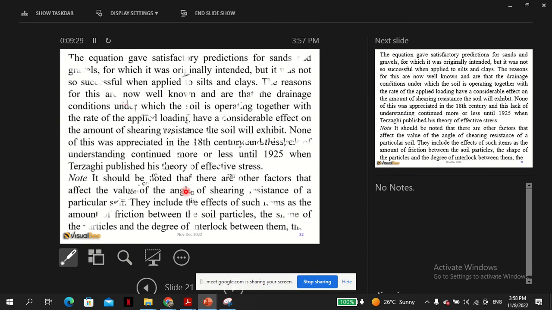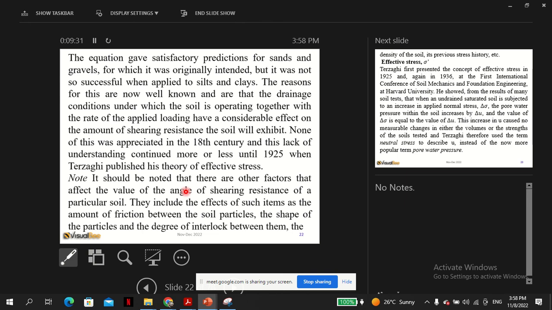Now some technical information you need to know. The equation gave satisfactory predictions for sands and gravels, for which it was originally intended, but it was not so successful when applied to silts and clays. The reasons for this are now well known: the drainage conditions under which the soil is operating, together with the rate of applied loading, have considerable effect on the amount of shearing resistance the soil will exhibit.